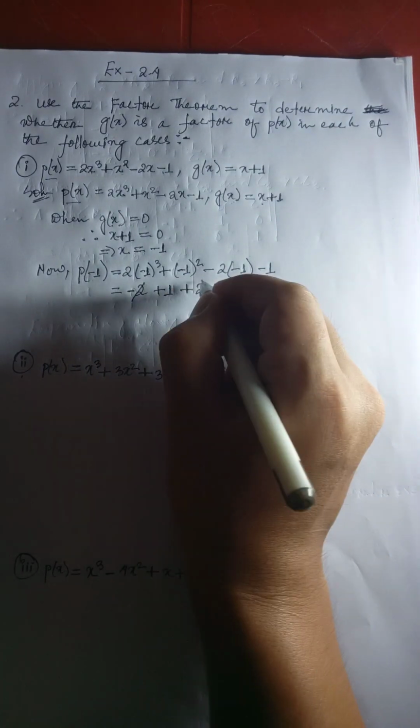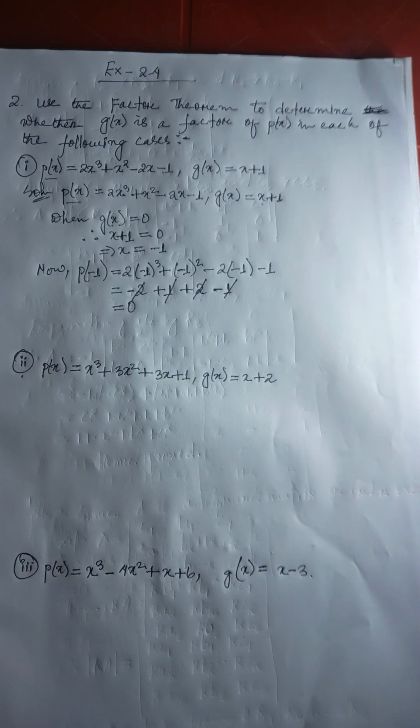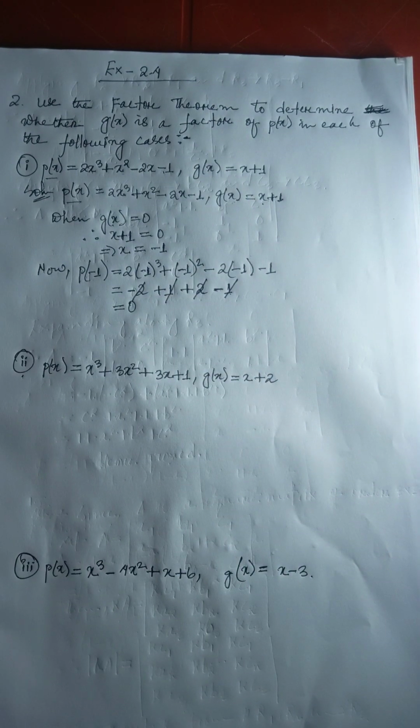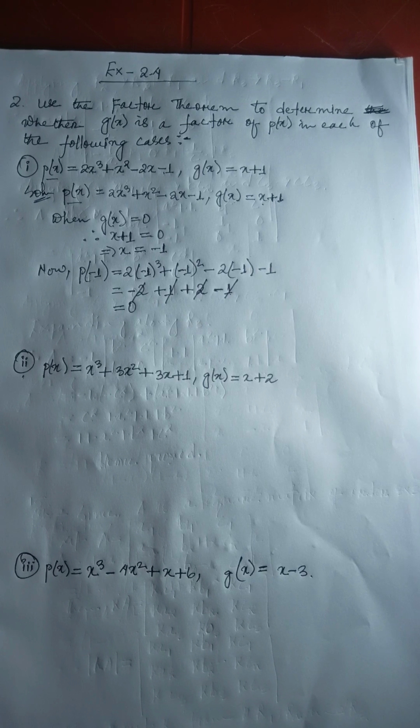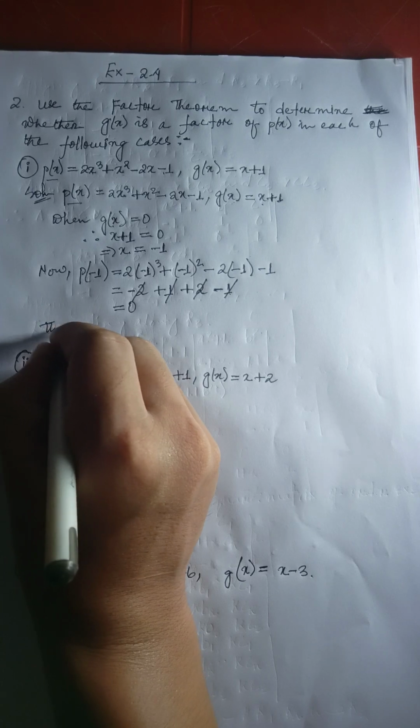Alright, now let us cancel this 2 and this 2, and at last you will get 0. Thus, according to the discussion we made just before we solved this, now we got 0, so by the factor theorem, g(x) is a factor of p(x). You write it thus.